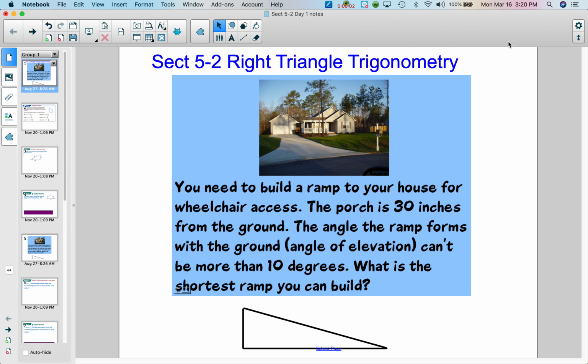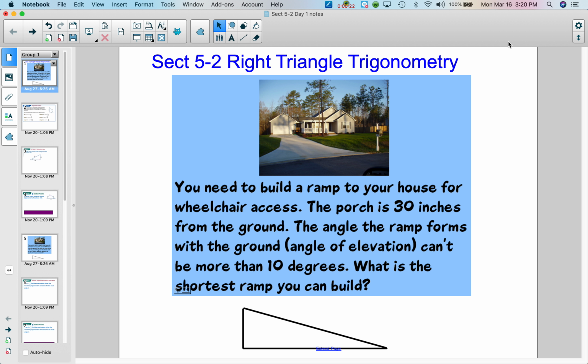Well, we're going to start in with some trigonometry, and we're going to start with right triangle trigonometry. We'll be working from chapter 5 in your textbook. So this first little problem I have here, suppose you need to build a ramp to your house for wheelchair access. The porch is 30 inches from the ground.